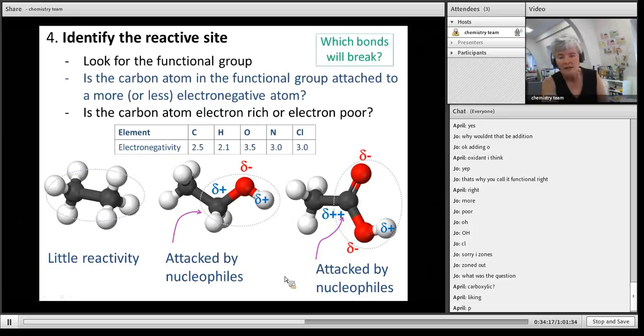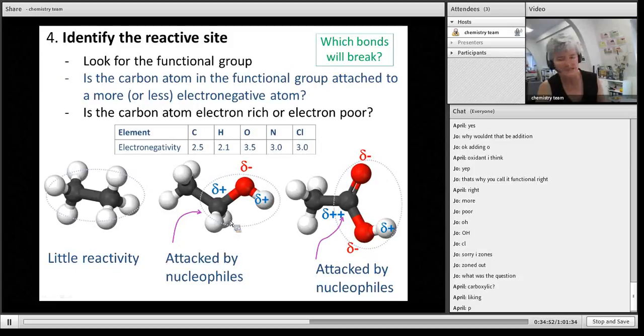The next thing is, which bond is going to break? Now over here, if I want to do a substitution, I've got to break a CH bond, which is actually pretty tough to do. That's why alkanes don't do any reactions, because there's no real site for anything to grab onto. This CH bond is a very strong bond and needs lots of energy to break, because there's very little polarization there.